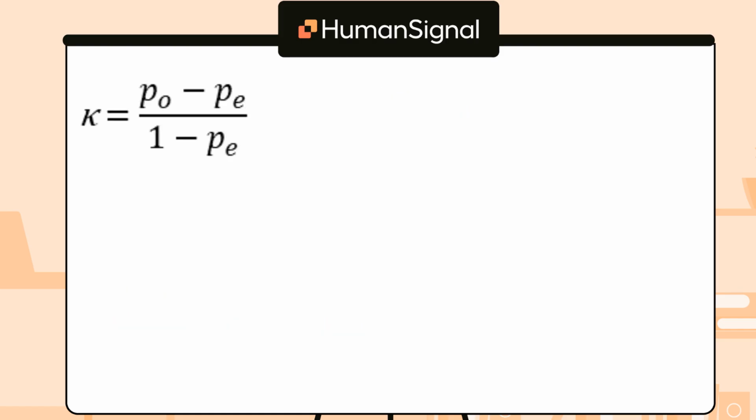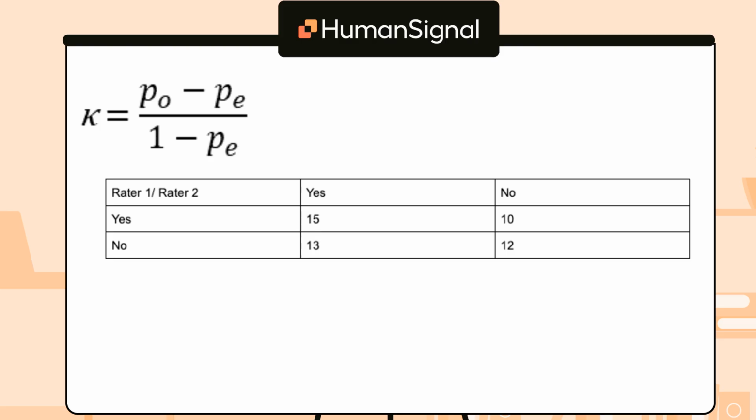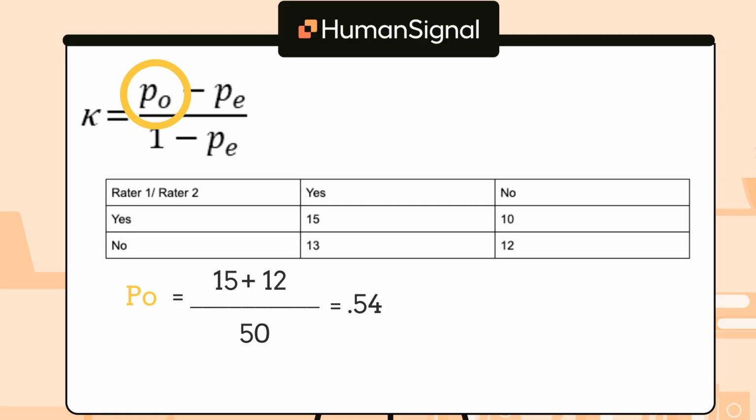Let's do an example together. Let's say we have two annotators who each annotated the same 50 samples. We can use this table to see how each annotator has annotated all the samples. Let's calculate the observed agreement, PO, first. This is the number of times both raters said yes, 15, plus the number of times they both said no, 12, divided by the total number of annotations, 50. This gives us an observed agreement of 0.54.